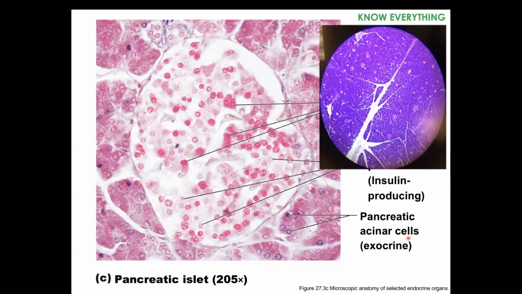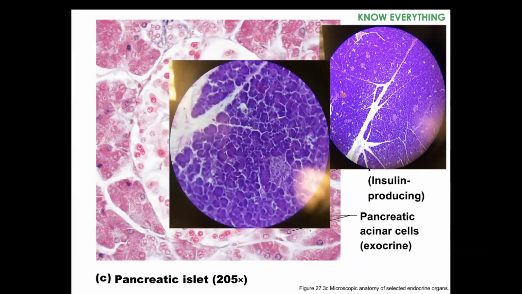In the microscope image here, the pancreatic islets are the lighter stained areas, like right here, over here, and there's a couple up here. And then they are surrounded by the dark purple of the exocrine cells. And here's another image of that. So this here is an islet, and it's going to be surrounded by the exocrine cells.